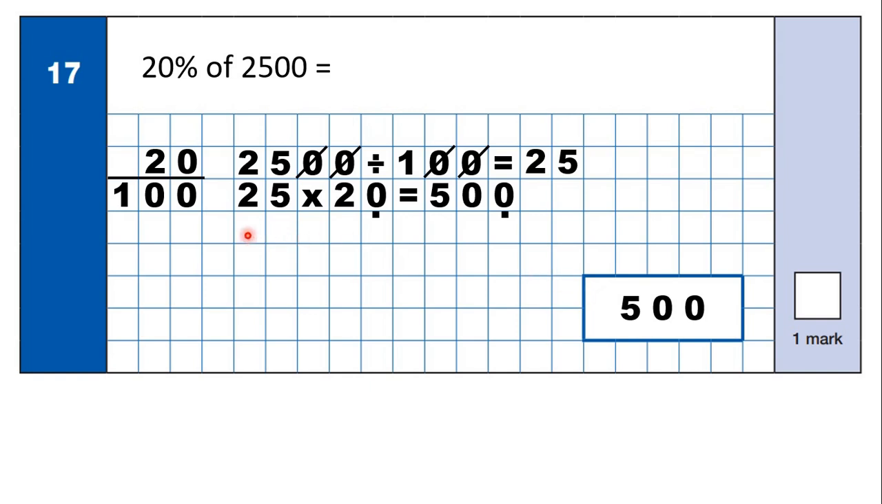A quicker method might have been to realise that we'll get the same answer with any fraction equivalent to 20 hundredths, and we can simplify that to 1/5 by dividing both the numerator and the denominator by 20. Then, to find our answer, we just need to divide by 5.